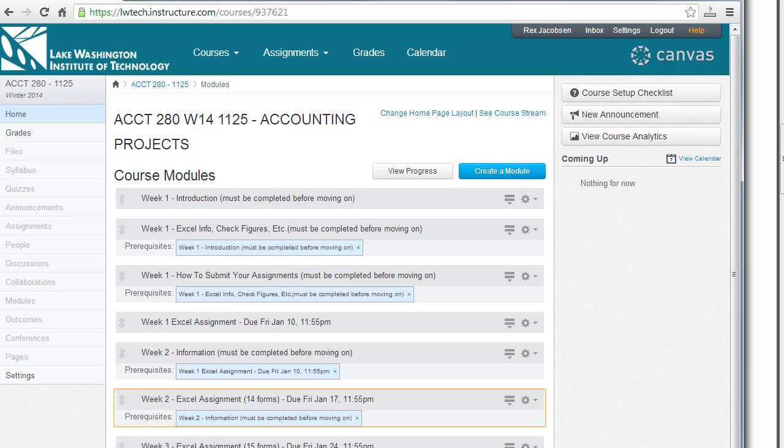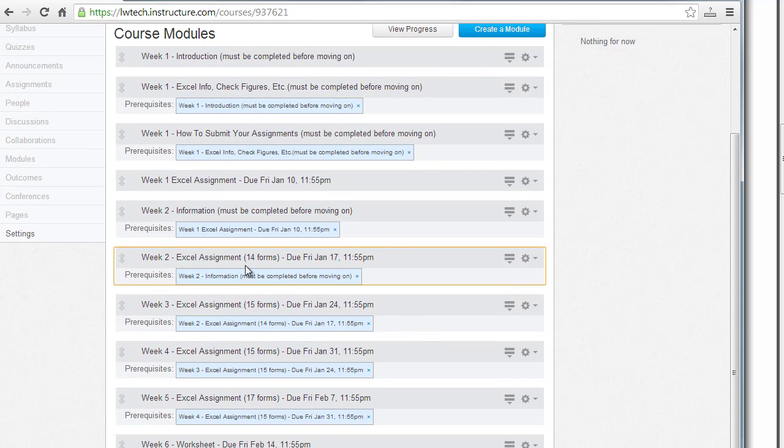The company's business forms, such as invoices, checks, etc., are the source documents for their transactions. They can be found in the modules for weeks 2, 3, 4, and 5. You can see which steps have the forms by looking for the word forms in these parentheses.